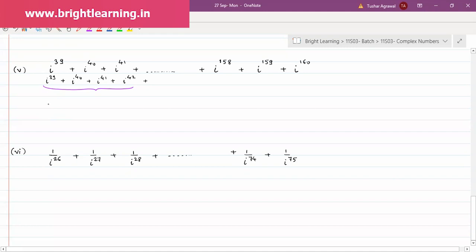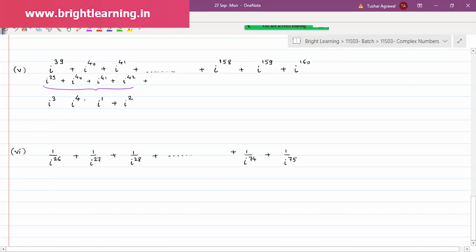i raised to 39, can I write this to be equal to i cube? Why i cube? 36 plus 3. i raised to 36 will give me 1, so 36 plus 3, i cube will remain. Yes or no? i raised to 40, I can write it as i raised to 4, 36 plus 4. Yes or no? Yes, sir. 41, can I write this to be equal to i to the power 1? And 42, can I write it as i square, i to the power 2? Yes.